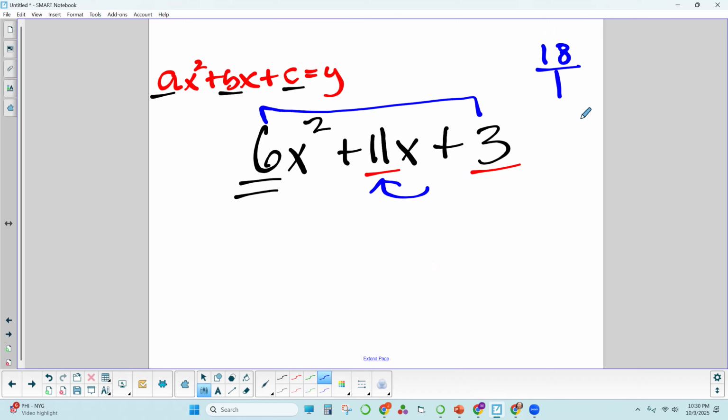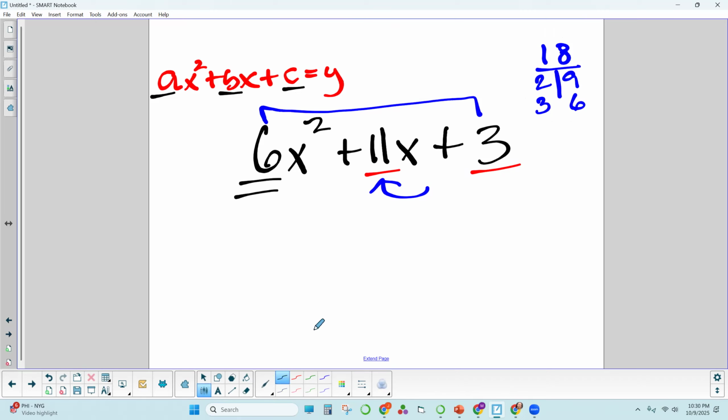Okay? So some of you right off the top of your head might come up with that combination, but if not, you're just going to list the factors. So you've got 2 and 9 and 3 and 6. So looking at this, I can see that 9 and 2, when multiplied, will give me positive 18, and when added together will give me 11.